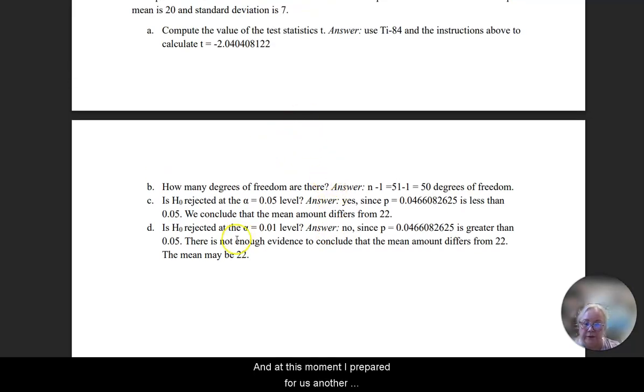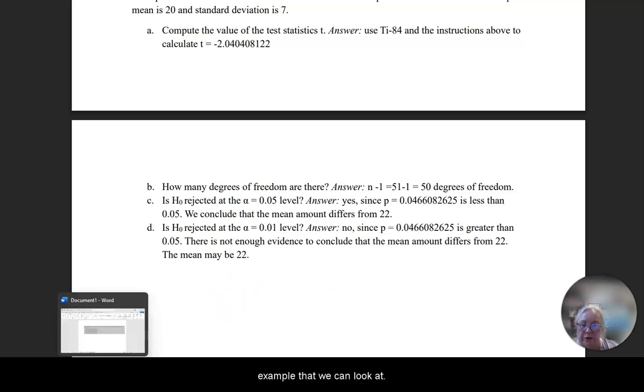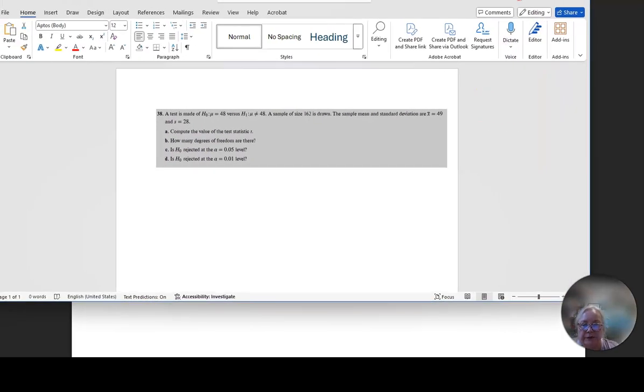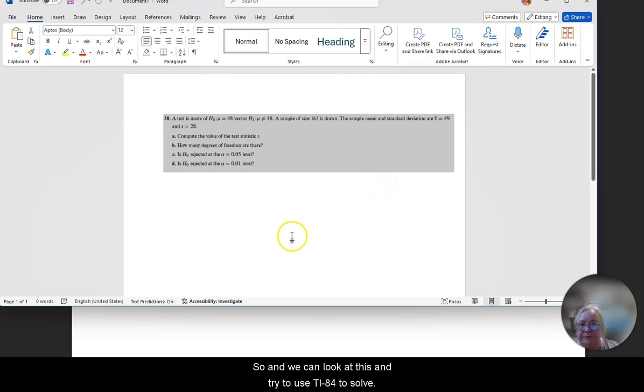At this moment, I prepared another example that we can look at. It's number 38 from your textbook, and we can try to use the TI-84 to solve it. It's number 38, section 9.3, in your online textbook, if you want to open it right now. I give you time to find your textbook.